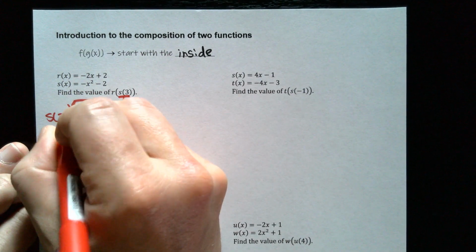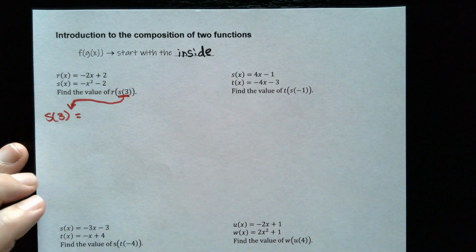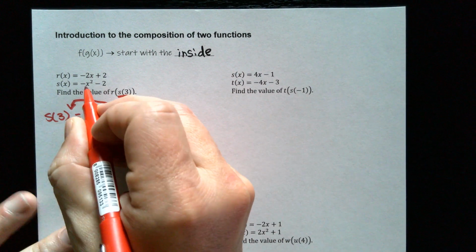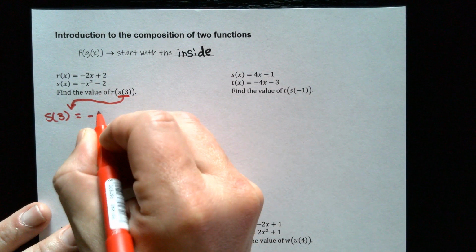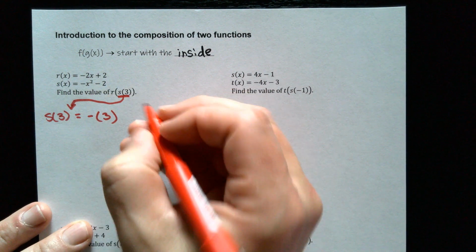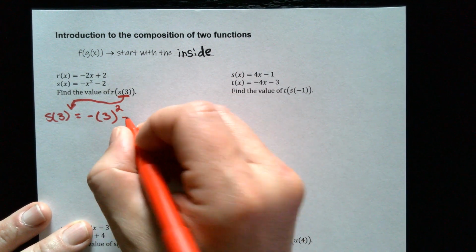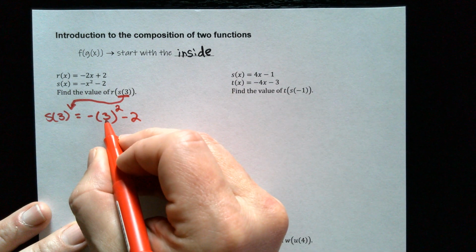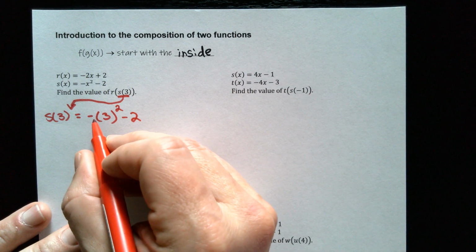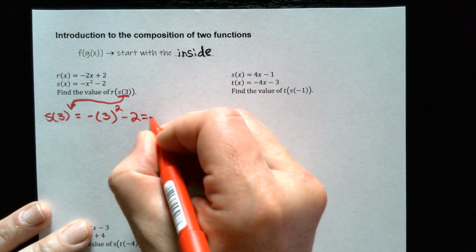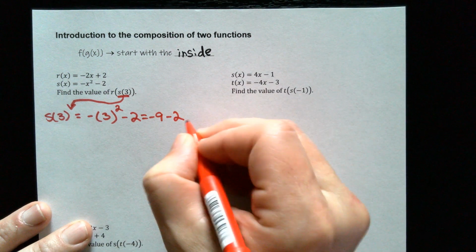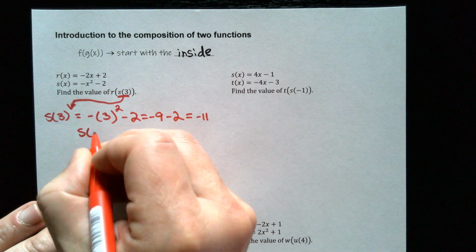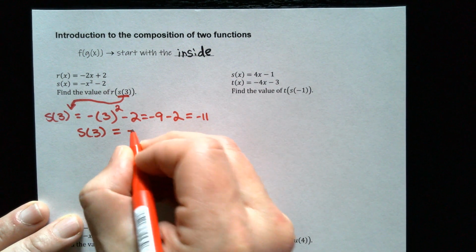So s of 3 is equal to, let's see, we replace the x with 3, so it'll be negative 3 squared minus 2. Square the 3, that becomes 9, but then the negative is out front, so it's negative 9. So negative 9 minus 2, remember you add them up when they're both negative, so that's negative 11. So s of 3 is equal to negative 11.